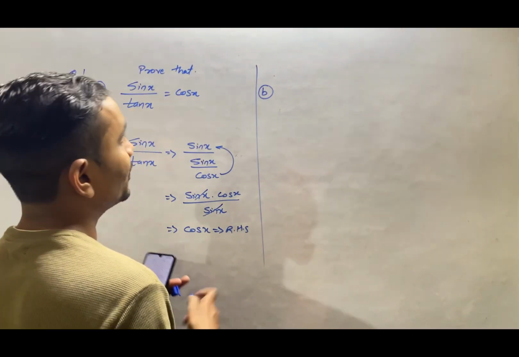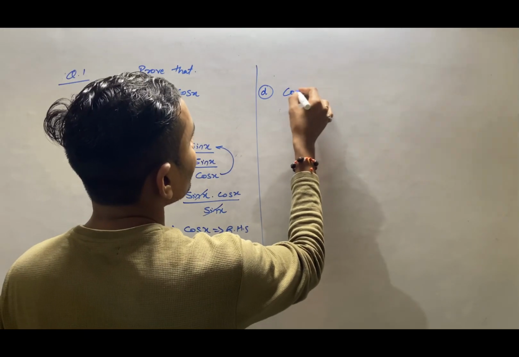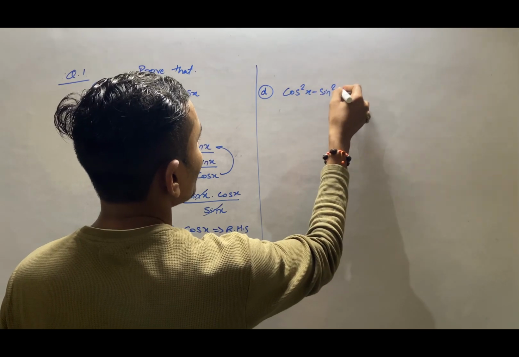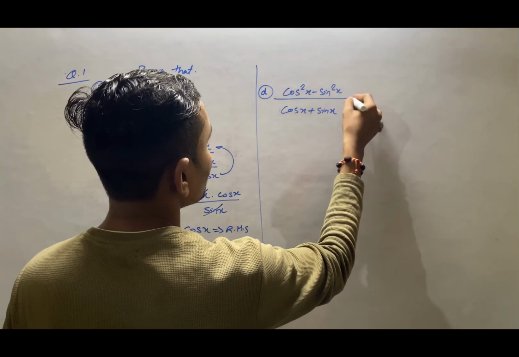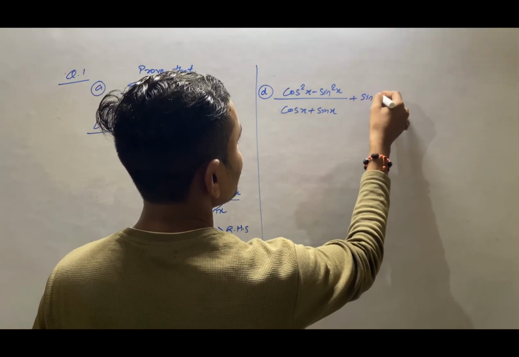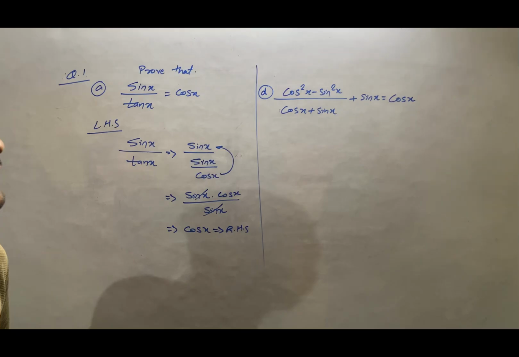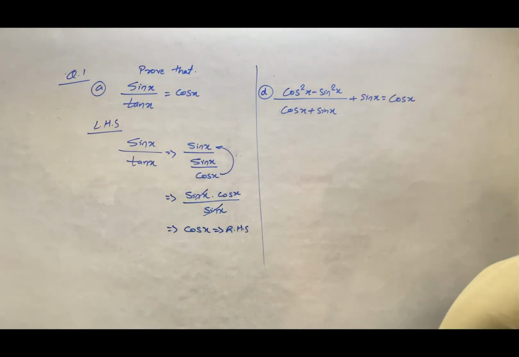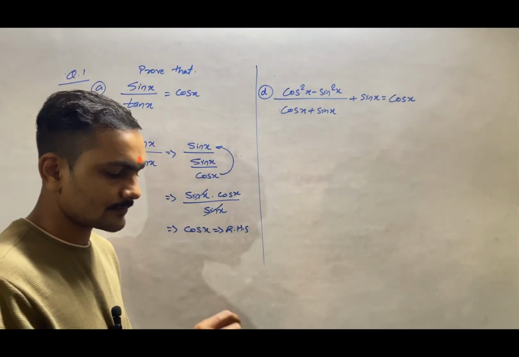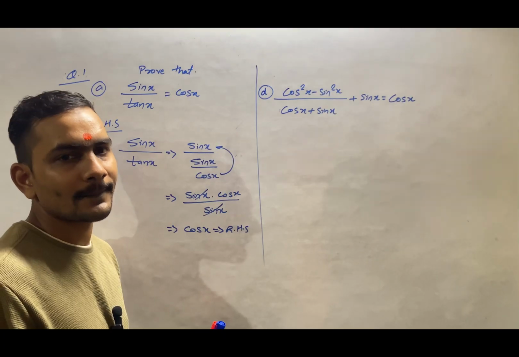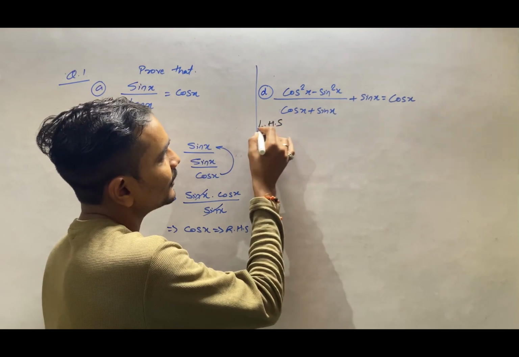Now we will do question D. So what we have: cos square x minus sin square x over cos x plus sin x, plus sin x, equals cos x. Now if you look at the numerator, we have one identity. Which identity can we apply here, in the LHS numerator?